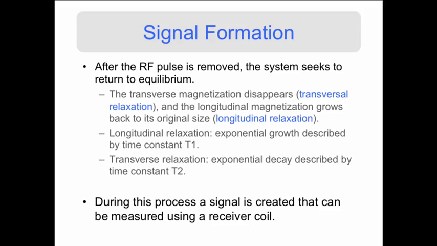And during this process, a signal is created that can be measured using a receiver coil, and this is the basic signal that we use in MR. Now, this signal is dependent on T1 and T2 of the different tissue types that we're imaging.